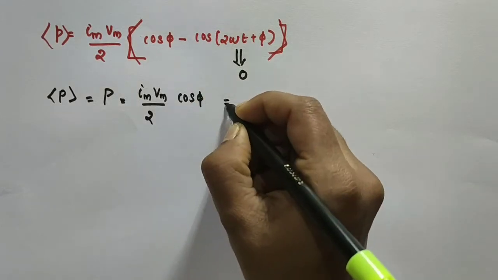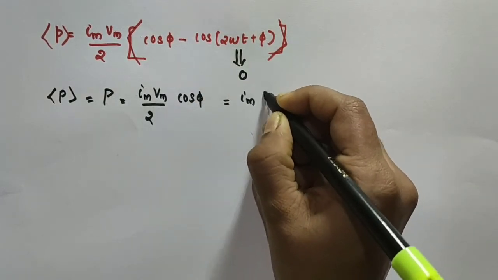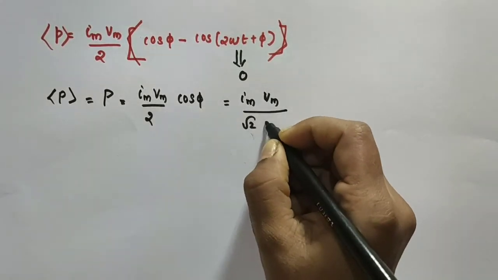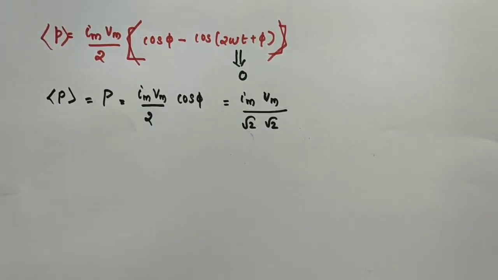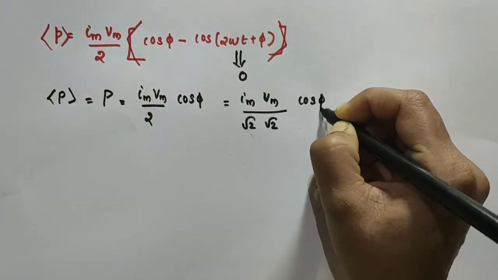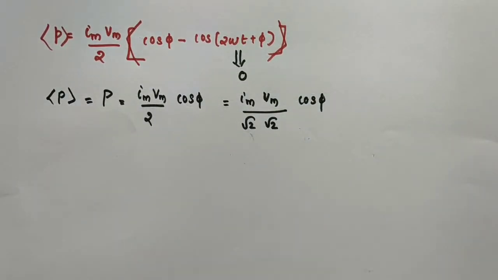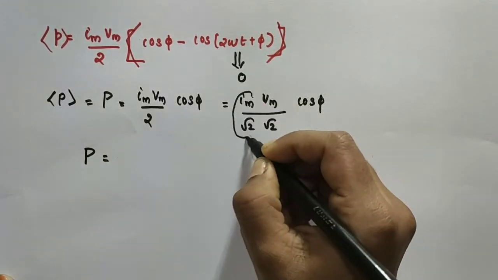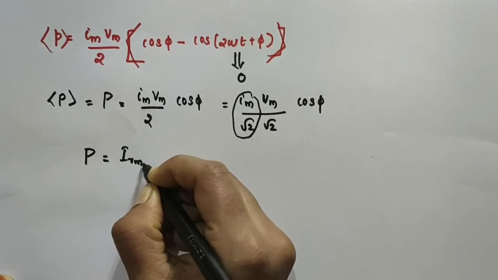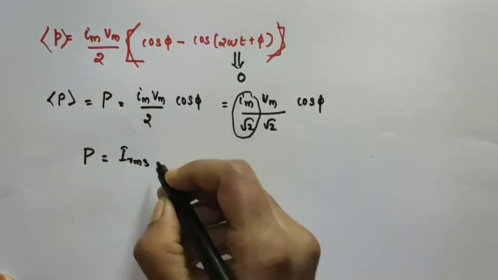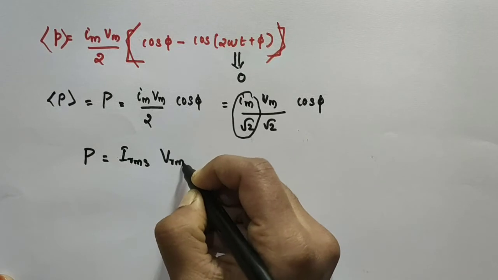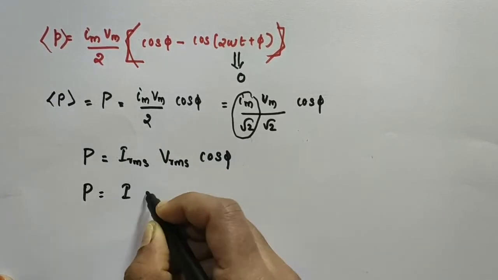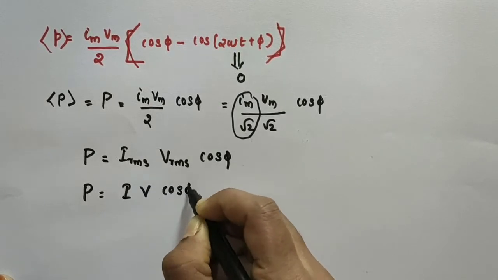Now this can be written like this: Im Vm, then this 2 here can be written as root 2 into root 2, root 2 into root 2 is 2 only, then cos phi. So average power P equal to, what is Im by root 2? I rms, no? So I rms into Vm by root 2 is V rms, then into cos phi. This I rms can be written as I, V rms can be written as V, into cos phi.